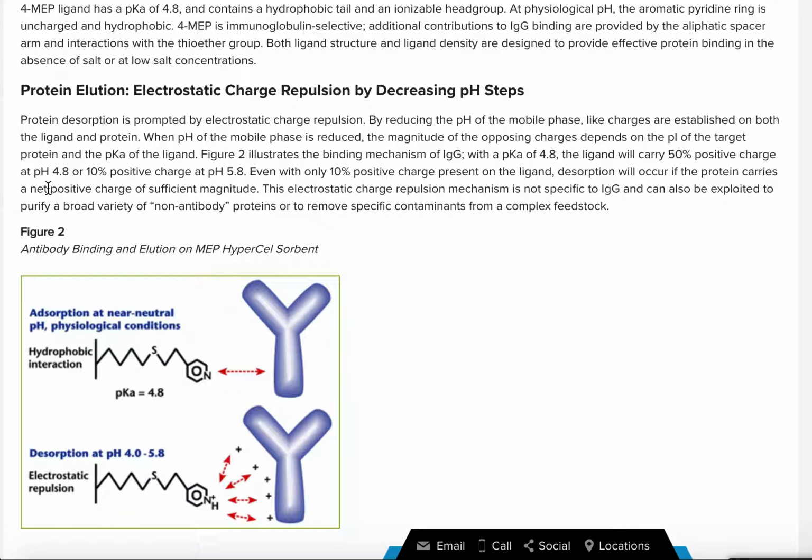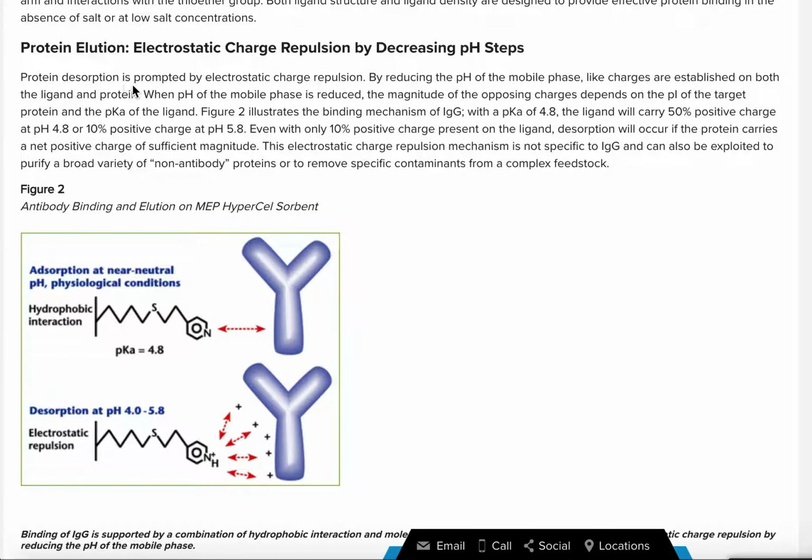Even with only 10% positive charge present on the ligand, desorption will occur if the protein carries a net positive charge of sufficient magnitude. This electrostatic charge repulsion mechanism is not specific to IgG and can also be exploited to purify a broad variety of non-antibody proteins or to remove specific contaminants from a complex feedstock.